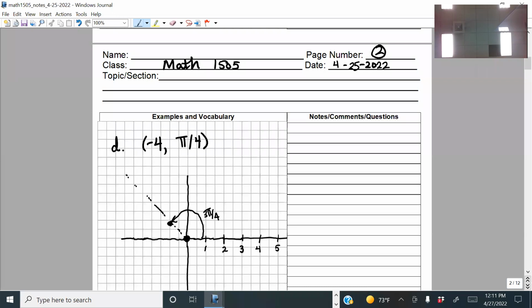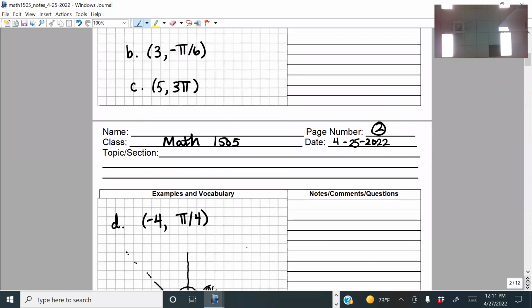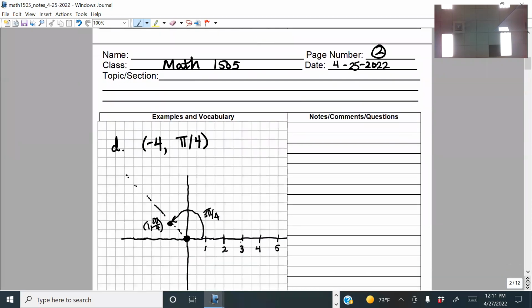So there it is. I think that's the plot of 1 and 3π/4, right about there. So let's try another one. Now 3 and −π/6. So where is −π/6? How much is −π/6? Negative 30 degrees. So we're down here somewhere, right? At −30 degrees, maybe somewhere along this line, right?